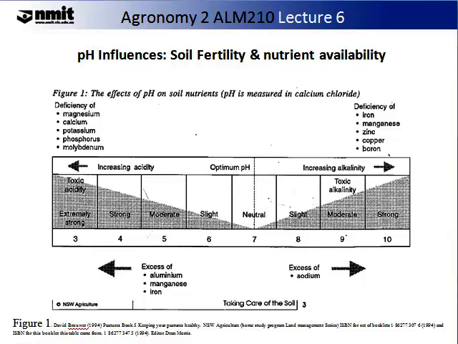As you increase the pH or alkalinity, you can see how some components become toxic. And then if you have a strong alkalinity, you have deficiencies of iron, manganese, zinc, copper and boron. You can also have an excess of sodium at these higher pHs. As you reduce your pH, or your soil becomes more acidic, you can have an excess of aluminium and manganese iron. This may result in a deficiency of magnesium, calcium, potassium, phosphorus and molybdenum.